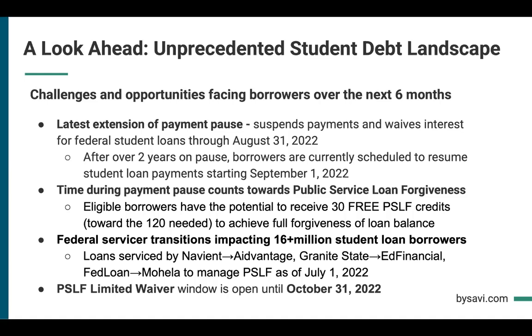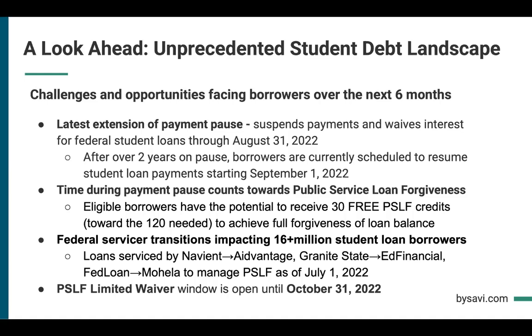Moving on, I want to talk about why this period during the payment pause is so important, especially for borrowers who are working towards public service loan forgiveness. For every month that payments have been paused from March of 2020 through what will be August 31st of 2022, that's 30 months and 30 free PSLF credits towards the 120 total that you need to achieve full forgiveness of your loan balance. Okay.